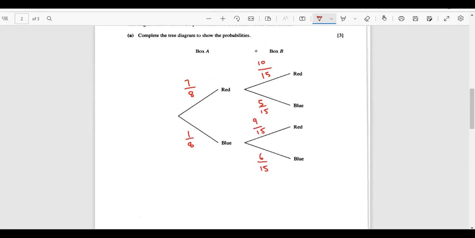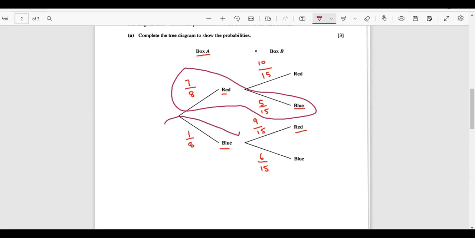All right, so here it is. Not the same color means if I am picking up a ball from box A, it is red, and then in box B, I'm taking out blue, and then if I was just taking out blue initially, so I take out red. So this would be the branch I'll be following, and then this one. So 7 by 8 multiplied by 5 by 15.